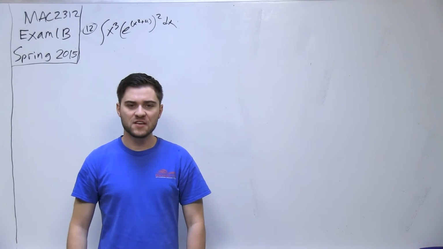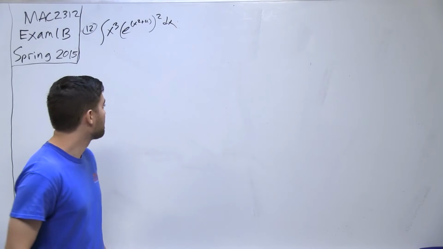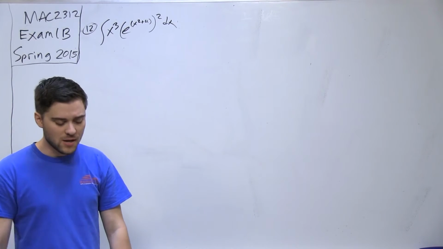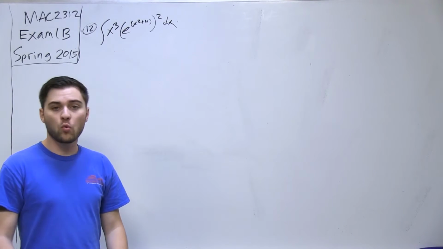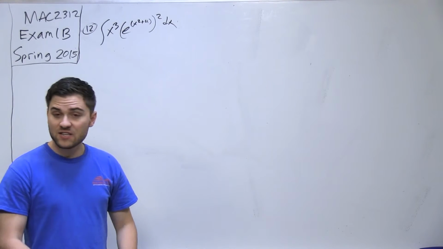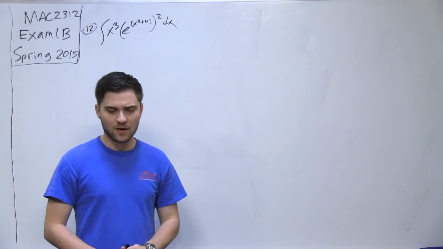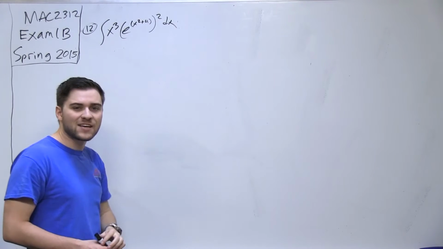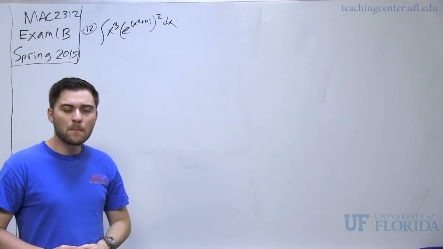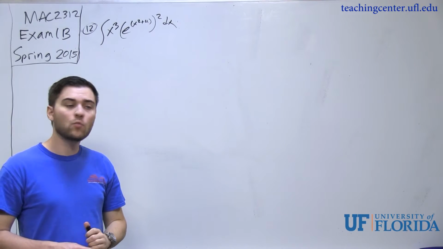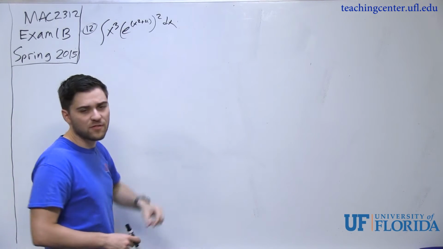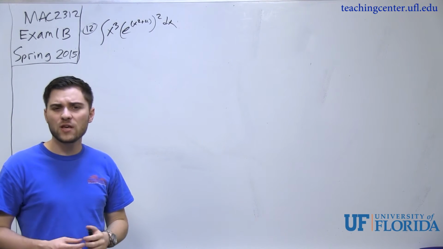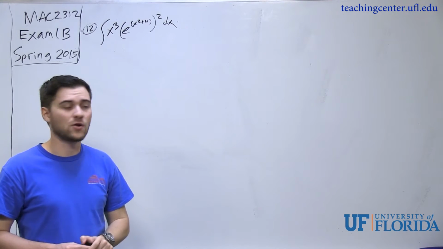Problem number 12 says evaluate the indefinite integral. It gives you x cubed e to the (x squared plus 4) quantity squared dx, and it doesn't really tell you a method, so we need to think about it for a little bit. I noticed that there's an x squared plus 4 and an x cubed out here. That might make for a weird substitution, but when there are terms like that with powers that close, trying to use substitution might be a good place to start.